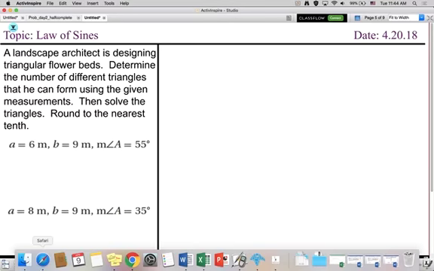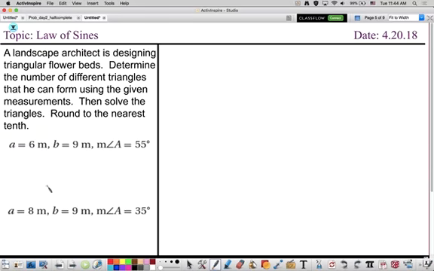So let's do one or two together. Here's what we're going to do. Let's read it off. Bella, you read it off for us, will you? A landscape architect is designing triangle flower beds. Determine the number of different triangles that he can form using the given measurements. Then solve the triangles. Round to the nearest centimeter.